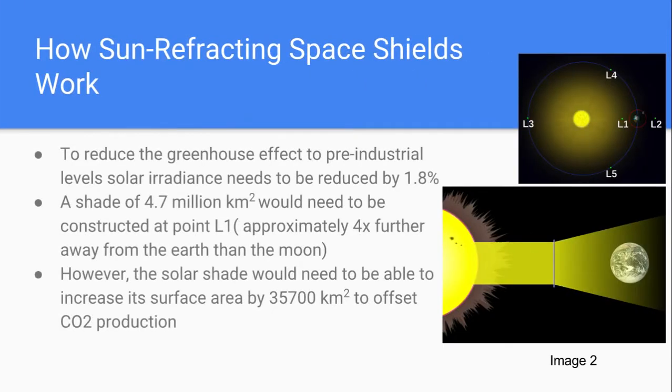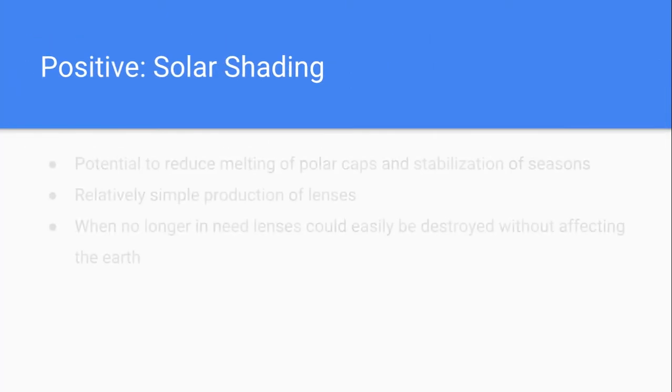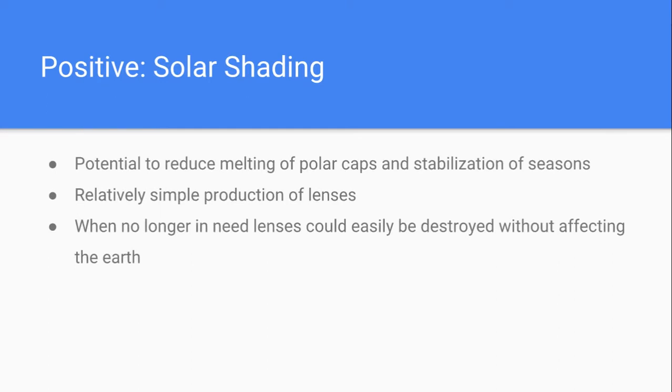They reduce the greenhouse effect to pre-industrial levels by reducing solar irradiance to a 1.8% level. A shade of 4.7 million kilometers squared would need to be constructed at L1 on this diagram that you see. However, the solar shade would need to be able to increase its surface area by roughly 35,000 kilometers squared to offset CO2 production.